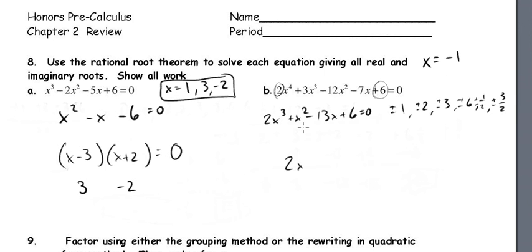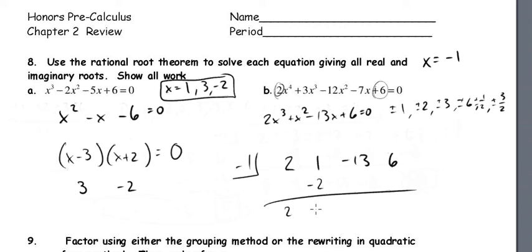2, and then 1, so 2, 1, -13, and 6. Well, we can try -1 again. Let's see if it's a double root. So 2, -2 adds up to -1. Let's see, that's 1 adds up to -12, and that gives us 18. So, all right, -1's not a double root.